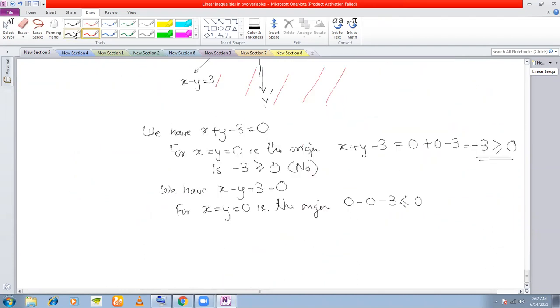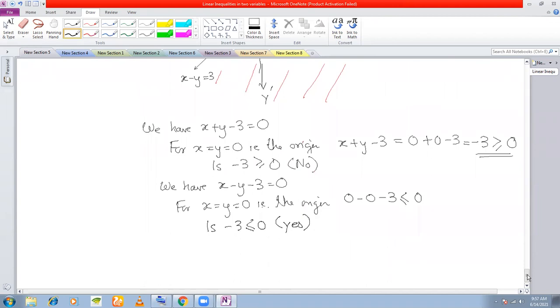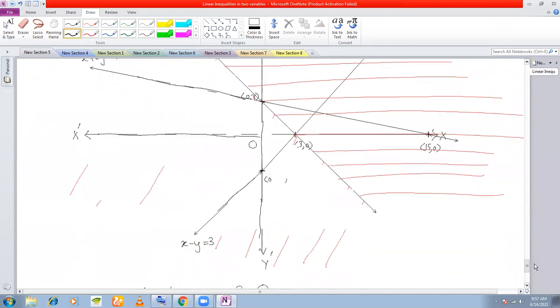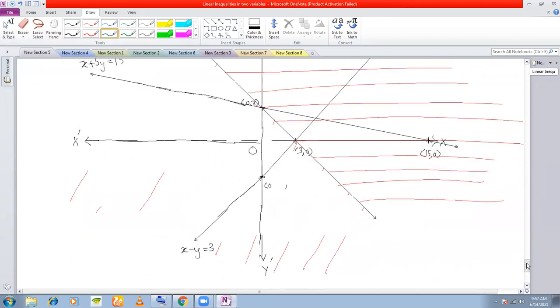For the second one, as you are doing, 0 minus 0 minus 3 less than or equal to 0. So is minus 3 less than or equal to 0? Answer is yes. So therefore, which part will we shade? We are going to shade the origin side of this line. Which one is the origin side of this line? This. All this is the origin side.